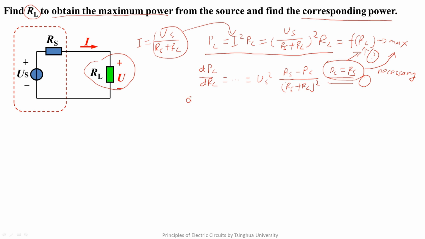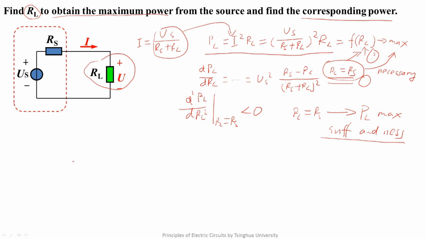Similarly, we can conduct the second-order derivative. We can find that it is less than 0 when RL equals RS. So RL equals RS is a sufficient and necessary condition for PL obtaining the maximum value. We call the condition resistance match.